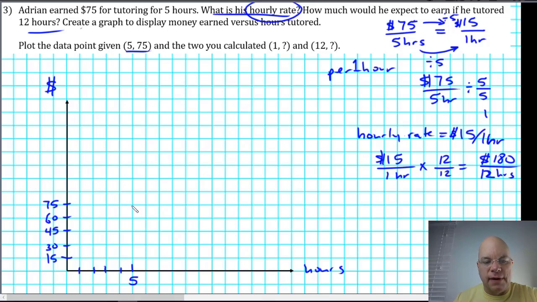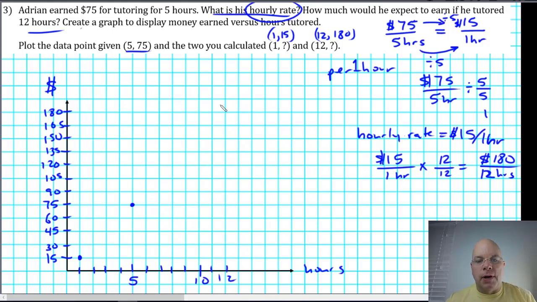Here's the one I need right now, $75 for 5 hours. That's one data point. We know for 1 hour, the missing data here is 1 hour would be $15. So I also have (1, 15). 12 hours we calculated would be $180. And that's going to be all the way up here. 90, 105, 120, 135, 150, 165, 180. So 6, 7, 8, 9. I think I'll show every 5, so that's 10. And then 12 is the one we want.